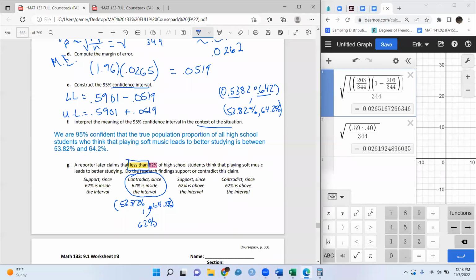So you have to think about the entire interval, not just one of the numbers. Think about both of the numbers. The entire interval is not below 62%. Part of your interval is below 62%, but you have a little bit above. Your upper limit is above. In fact, when you make a less than claim, all you care about is the upper limit. Is your number above the upper limit?